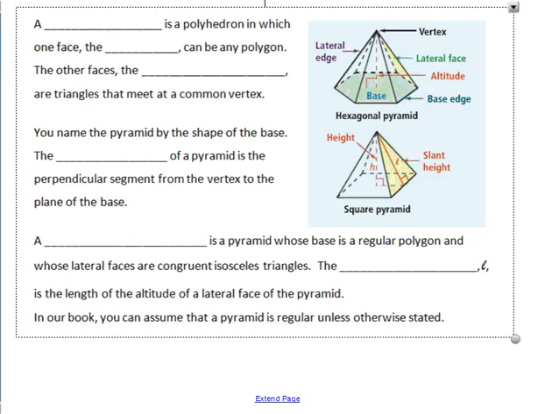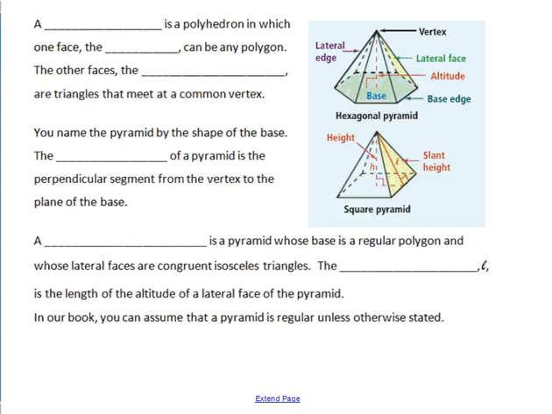As we start here, let's define a few things. A pyramid is a polyhedron with one base. Technically it's a face, but one base. That would be the base we're talking about here, and it can be any polygon.